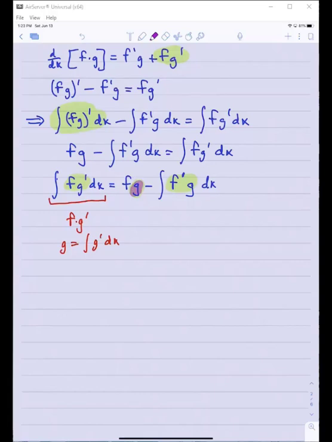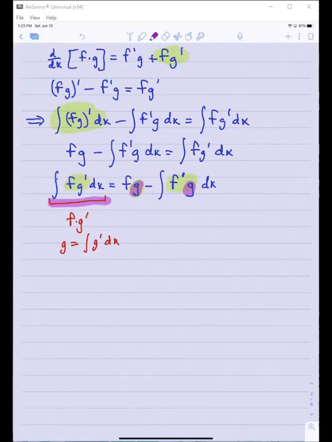if I could determine what that g is, then I can evaluate the integral of fg prime by taking f times g minus the integral of f prime g. So notice this entire formula hinges on being able to figure out what the antiderivative of g prime is.